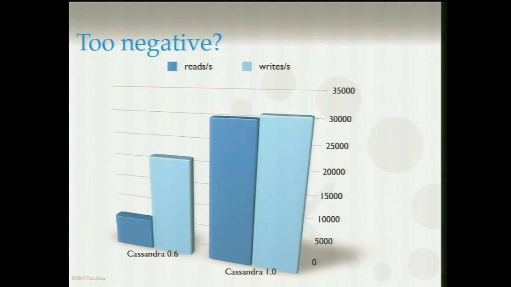So I've harshed a little bit on Java here today, so I just wanted to end on a positive note. From Cassandra 0.6 a couple years ago to 1.0, we increased write performance by 30% and read performance by 300%, which isn't too shabby.